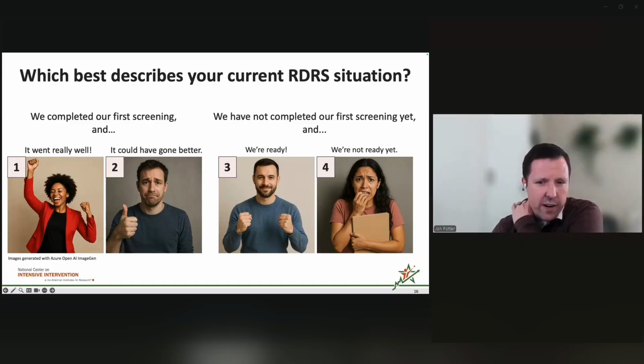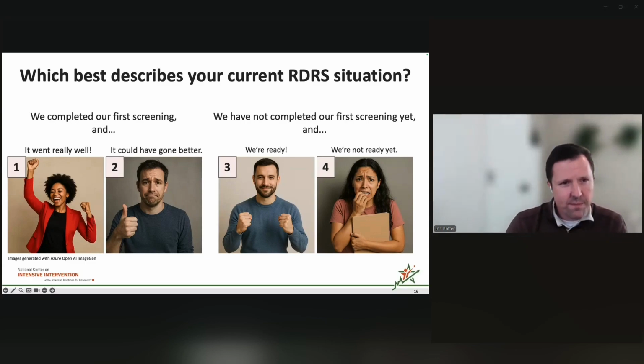All right, so we got a 2, we got a 4. Where else is everyone at? Maybe in between. They're 4. Yeah, so not feeling ready. For those of you that are not feeling ready yet, or maybe it could have gone better, you're in the right place. We're going to talk about some things that you want to think about and consider as you move forward with collecting your data.